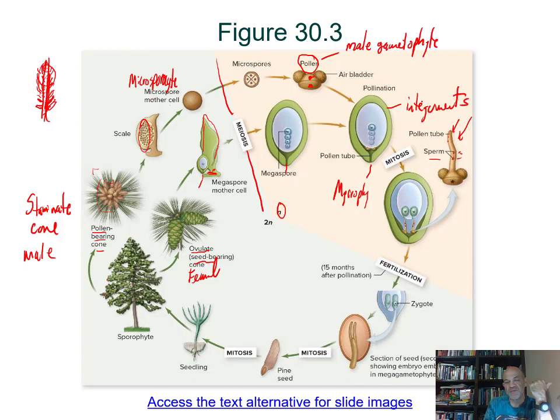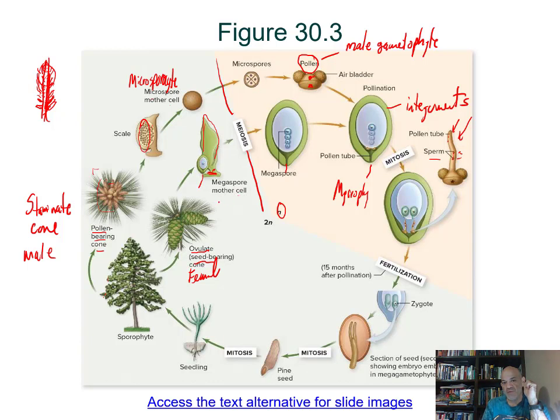The integuments would end up becoming the seed coat after fertilization. Now, a lot of this process is going to take place over 2 seasons, so we're talking about at least 15 months of development, especially when it comes to the development of the female gametophyte. So let's start back over here.